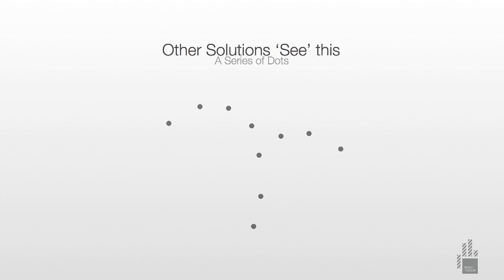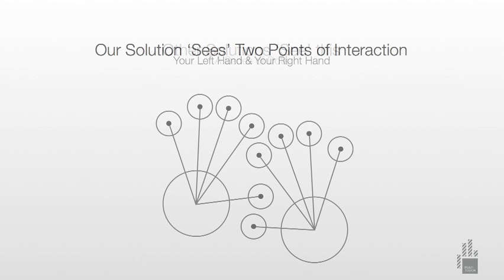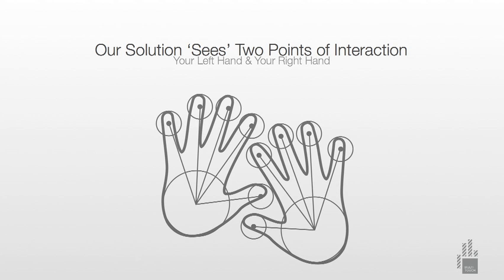Let's look at some more complex interaction. The MultiTouch cell sees hands, not points. Other solutions see this, essentially a series of dots not connected to anything. The MultiTouch cell, however, sees this: 2 points of interaction, the left hand and the right hand. By combining these 10 points into the left hand and the right hand, we therefore form 2 unique points of interaction rather than 10 discrete points of interaction. This helps to develop more complex interactions.